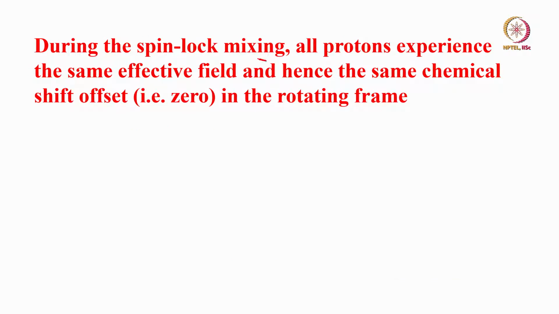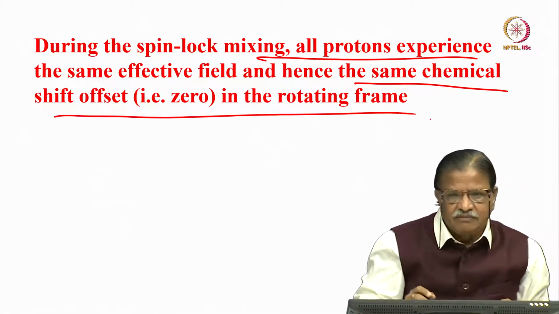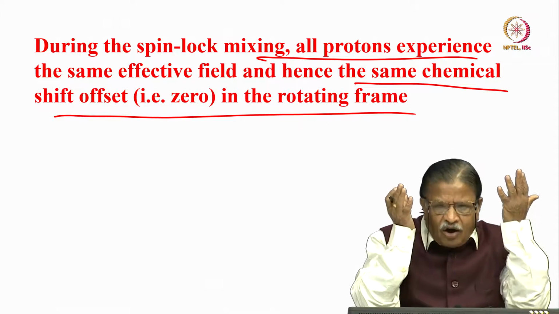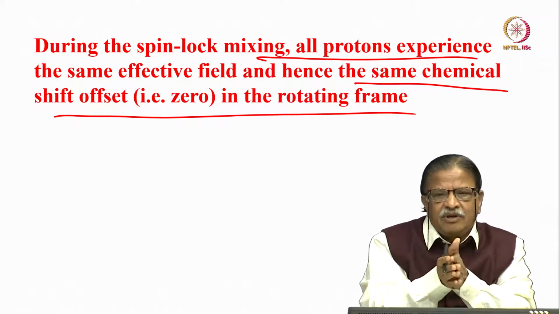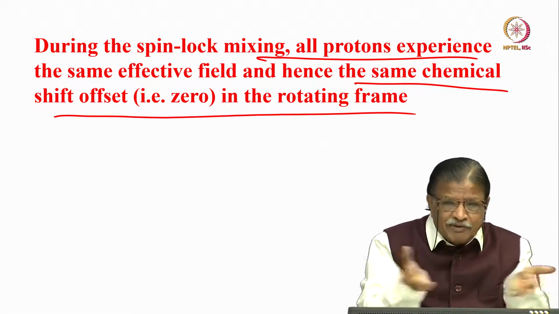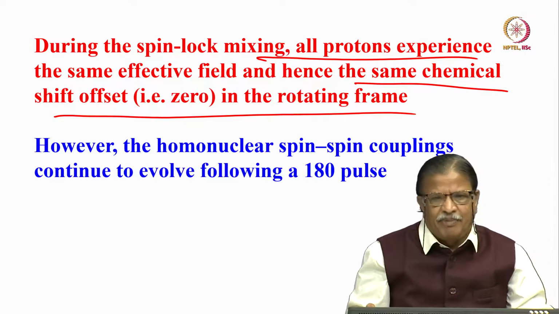So during the spin lock, protons experience the same effective magnetic field, all the protons, irrespective of their chemical shifts. They experience the same effective field and hence the same chemical shift offset. What is that chemical shift offset now? It is 0. That means all protons experience 0 chemical shift. There is no chemical shift at all. None of the protons will evolve in the rotating frame. That is what is going to happen.